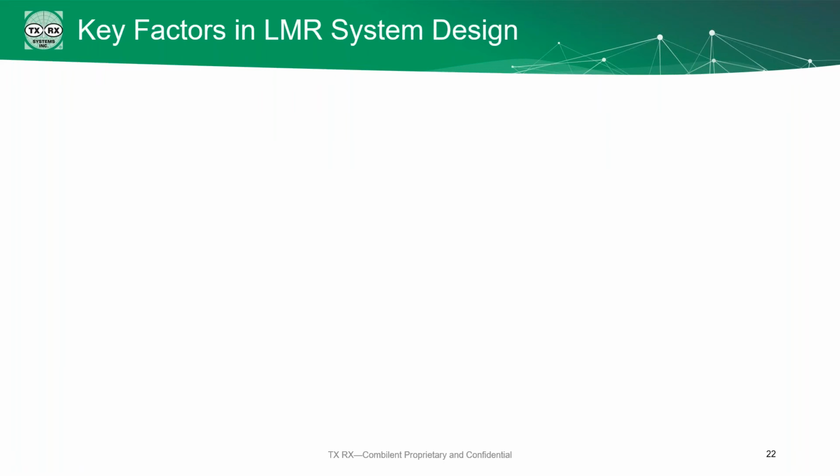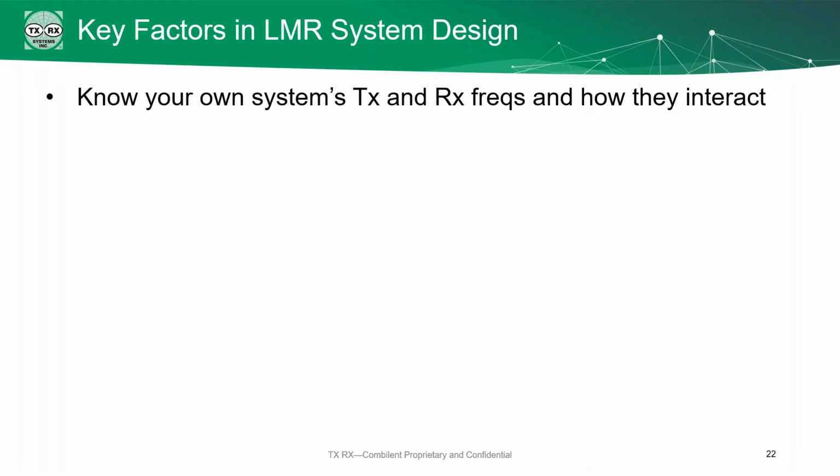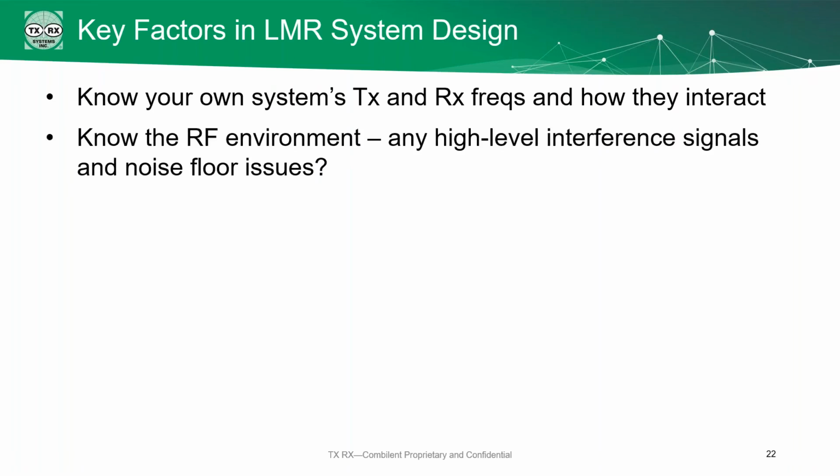So let's recap this. We're going to have some quick key factors here. First, know your own system's transmit and receive frequencies and how they interact. You want to isolate everything and you want to protect your own receivers from intermodulation from your transmitters. Second, know your environment. Anytime you have a high-level interference signal or a lot of noise in your environment, that can cause a problem for your receivers, and you have to overcome that.